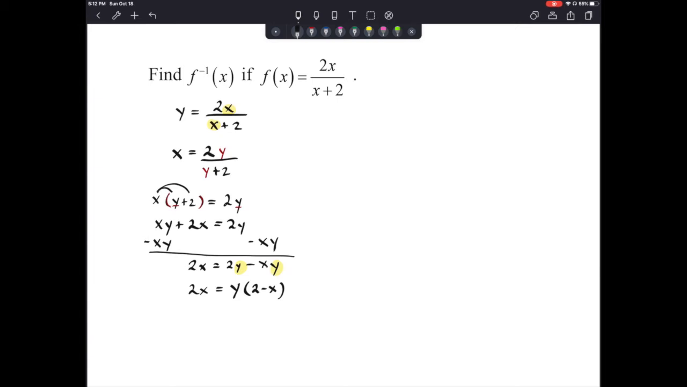And then we're just going to divide each side by 2 minus x. And that will get us our answer of 2x over 2 minus x equals y. Or if you're writing it in function notation, the inverse of function f is going to equal 2x over 2 minus x.